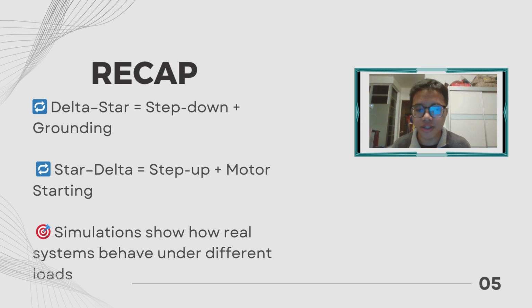So here's a quick summarization. The delta-star configuration is used to step down voltage and add grounding, while the star-delta connection is useful for stepping up the voltage and controlling the startup current. Through this simulation, we better understand real-world transformer behavior and how balanced and unbalanced loads affect system performance.